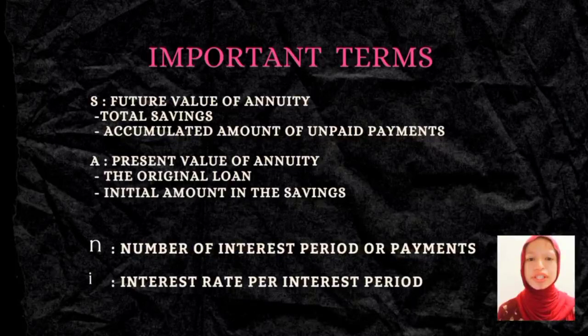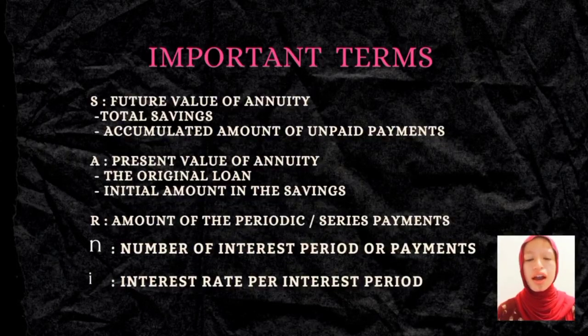The important terms in annuity are S, A, R, N, and I. S is the future value of annuity. S is for total savings and the accumulated amount of unpaid payments. Secondly, A is the present value of annuity. A is for the original loan and the initial amount in the savings.